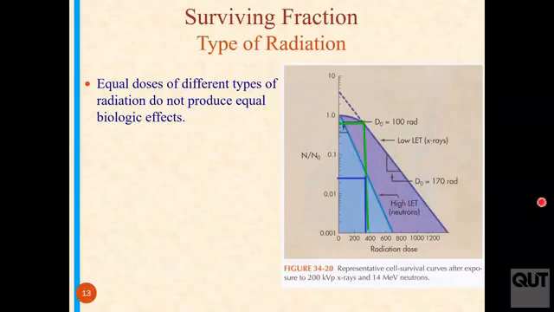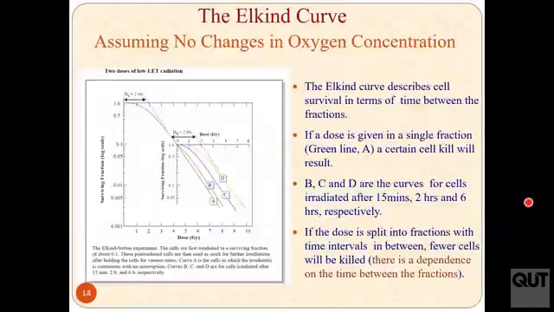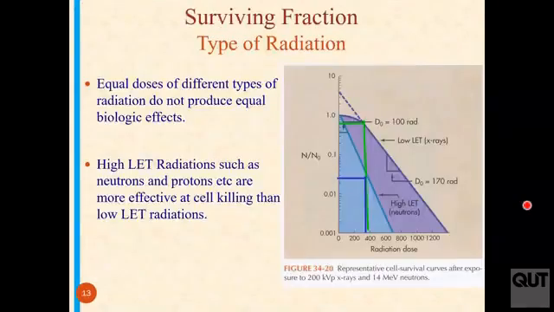The type of radiation does come into effect again. So it comes into the LET. We're going back to LET. We can see the difference here between types of radiation. High LET has a lower survival rate than low LET.